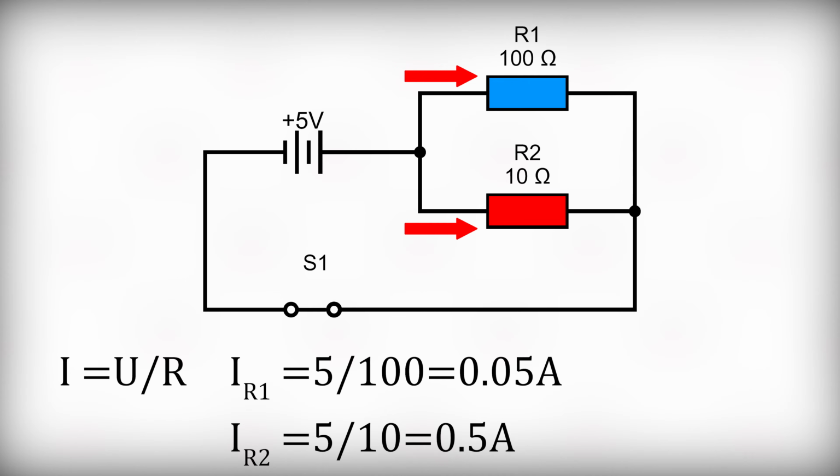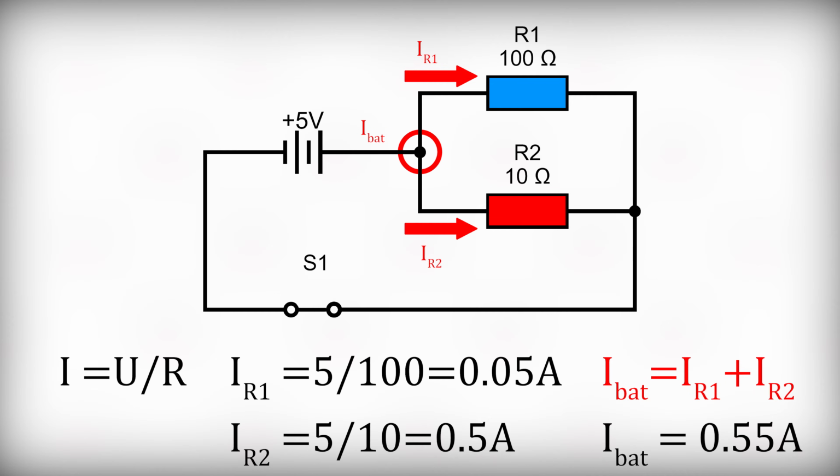In general, this relationship is described by Kirchhoff's first rule, which reads as follows. The algebraic sum of currents in a network of conductors meeting at a point is 0. In our case, this means that battery current equals IR1 plus IR2, which is 0.55 amps. So the current flowing into the node, that is the point of connection of the elements, does not select one resistor with the lowest resistance, but is divided between them, in inverse proportion to their resistance.